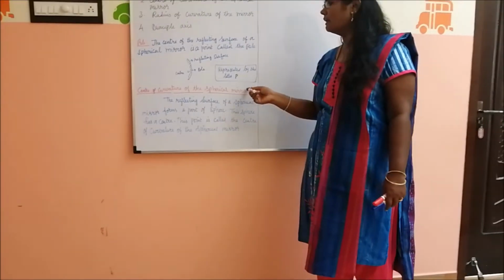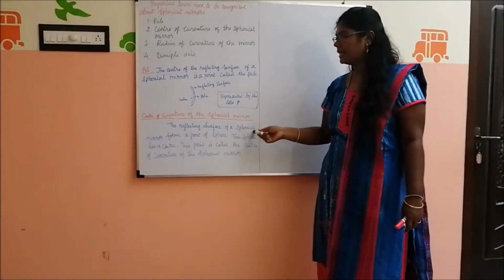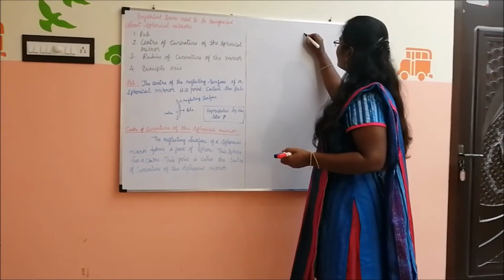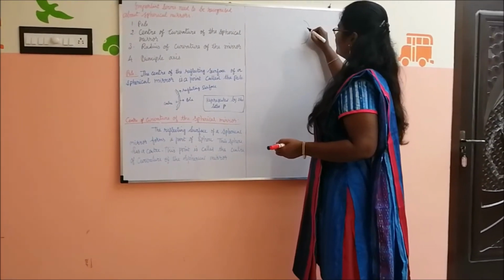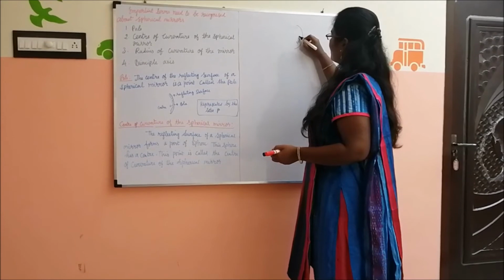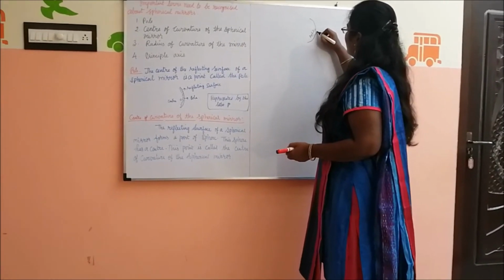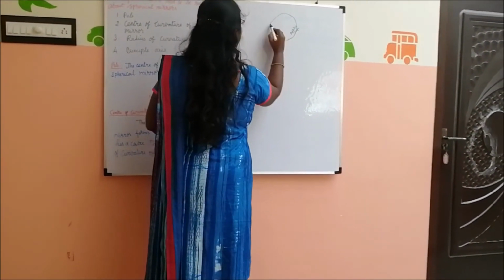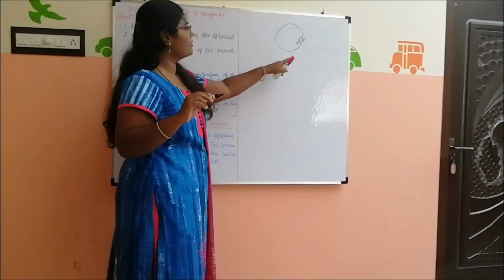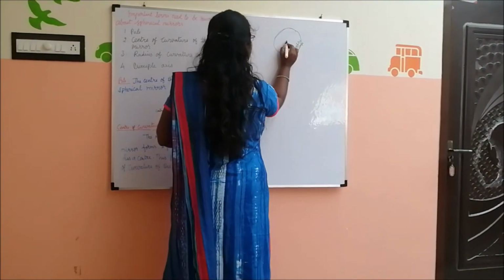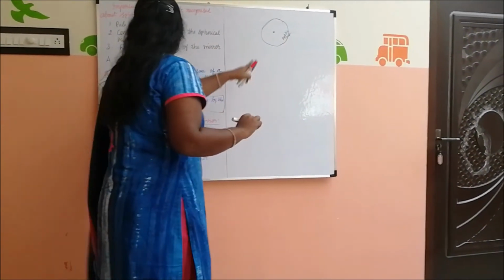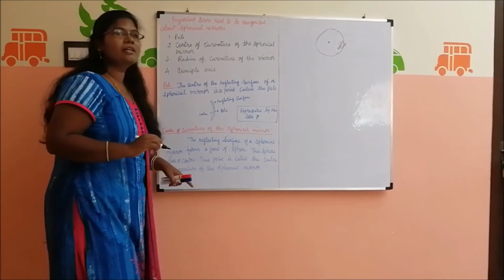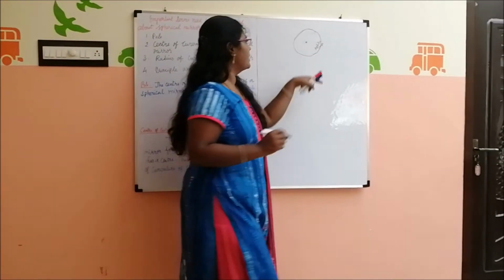Center of curvature of the spherical mirror. The reflecting surface of a spherical mirror forms a part of a sphere. See, this is a reflecting surface of a spherical mirror. If this reflecting surface forms a part of a sphere, then this is the center of this sphere. I am poor in drawing. So this sphere has a center, and this point is called the center of curvature of a spherical mirror.